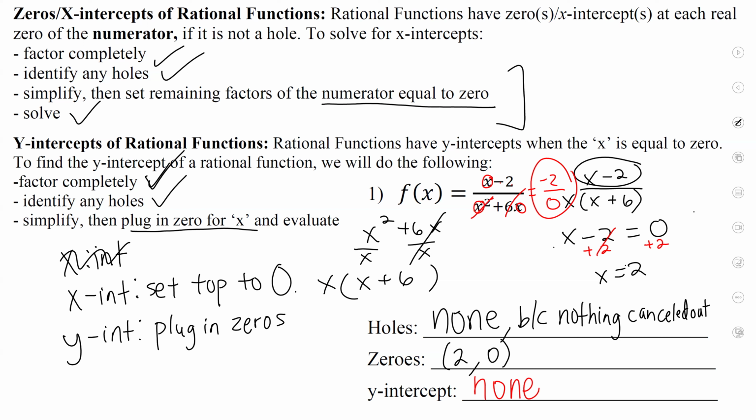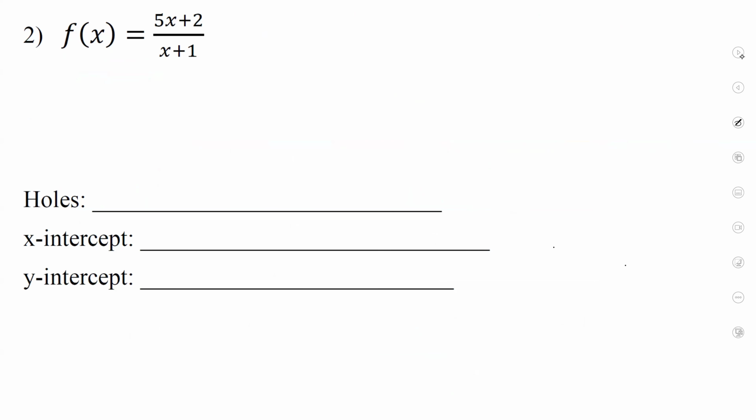All right, let's do another example. All right, guys, this is already factored for you. Does anything cancel out? Nothing cancels. We can't go like this because they don't match. Nothing cancels out. So for holes, we're going to put none. How do I find the x-intercept? Yep, set numerator to 0. I'm going to put set top to 0.